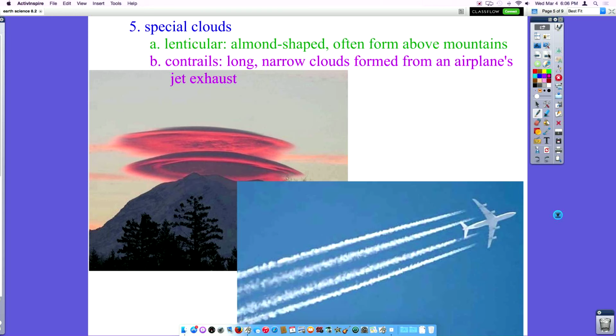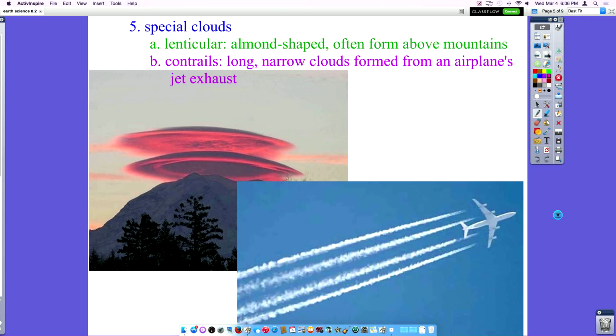And then we get contrails also. These are long, narrow clouds formed from an airplane's jet exhaust. These contrails didn't exist until we got planes up in the air. These are artificial clouds. They just form because of the plane traveling through the air there. The jet exhaust quickly condenses and freezes into ice crystals.